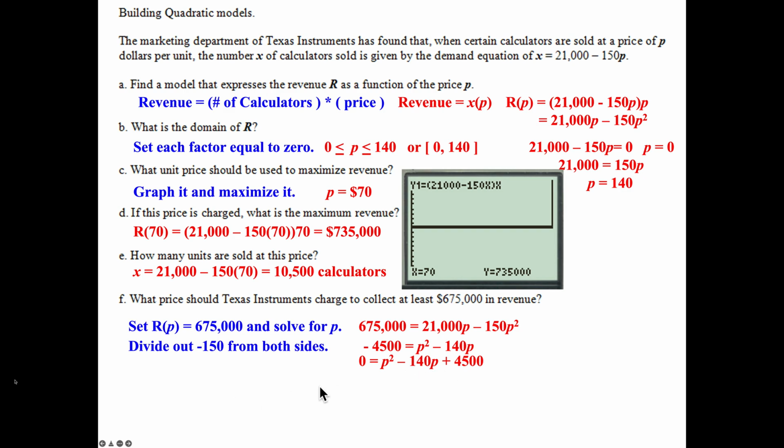Now, big numbers, easy factor. Whenever your middle term ends in a 0 and your constant ends in 2 zeros, that means my two factors end in 0. So cover up that 0, my number's 14. Cover up these 2 zeros, it's 45. What two numbers multiply to be 45 and add up to be a negative 14?